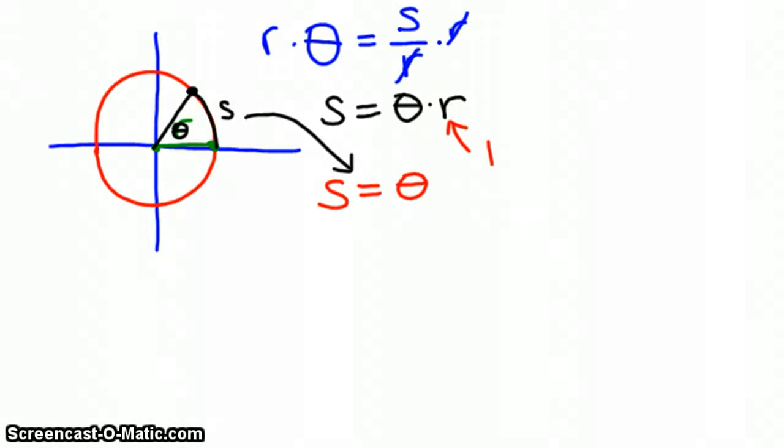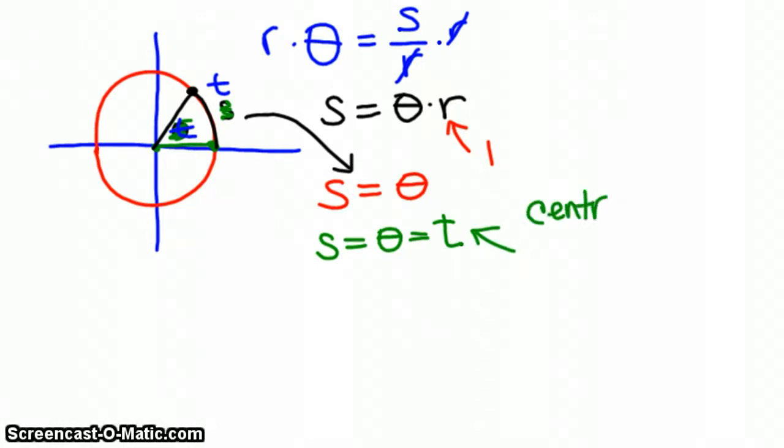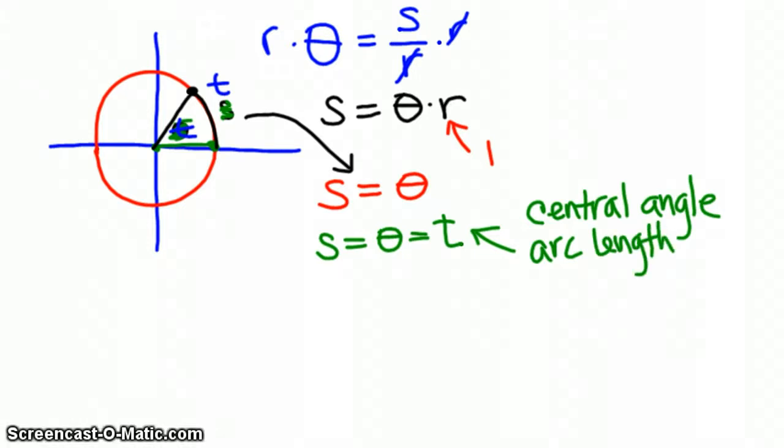So let's identify a new value. Instead of theta or arc length, let's just call this t. So now the angle and my arc length have the same value. When my arc length is equal to theta, we can call them both t. That means that my central angle and my arc length are the same. This is what we refer to as a unit circle.